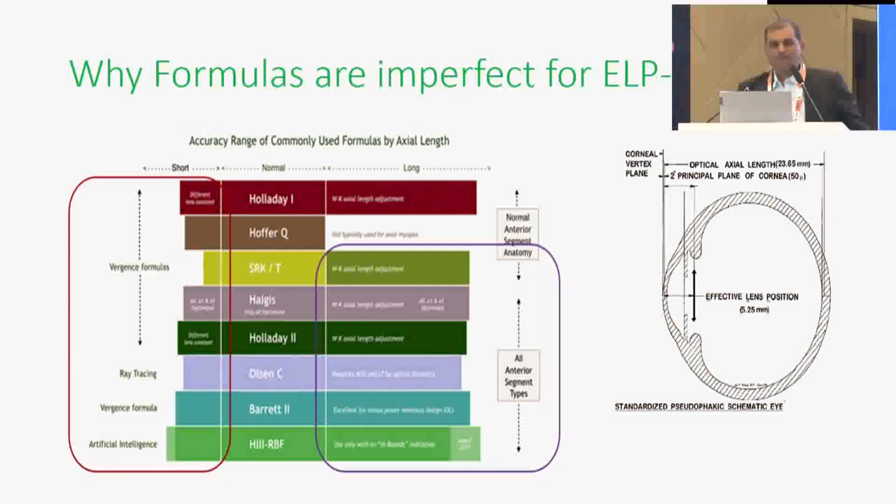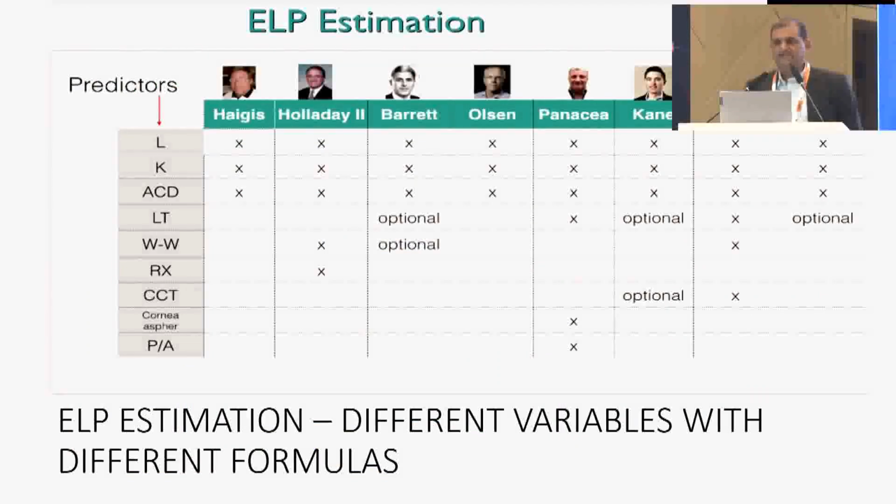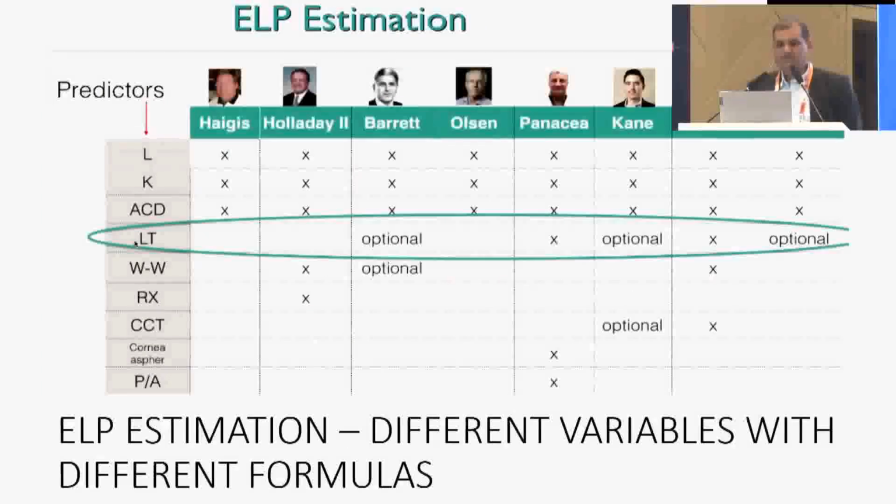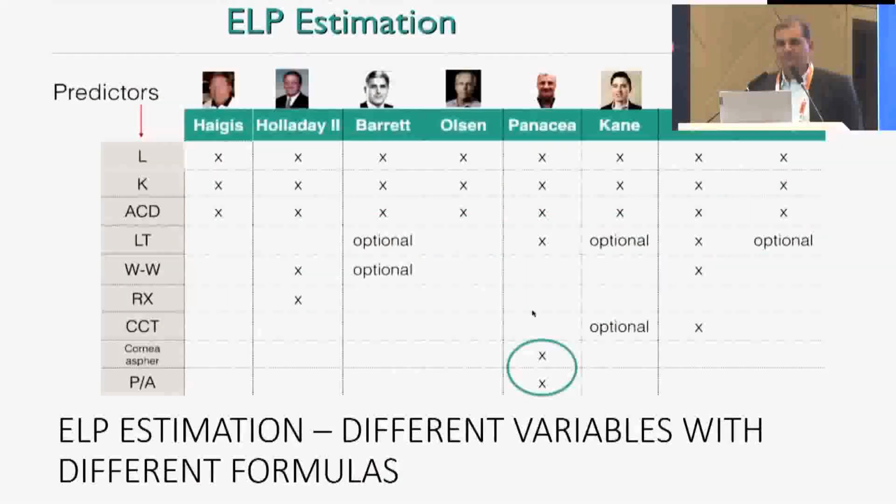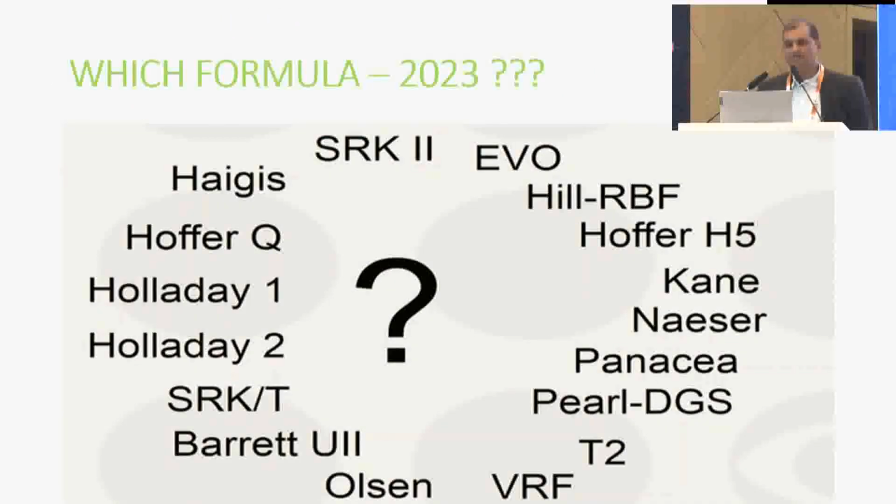So the newer formulas have to evolve. As and when newer formulas are evolving, they are taking more and more predictors or variables into account. Now the majority of the formulas are considering the lens thickness, some are also considering white to white, and some are considering, like Panacea, the corneal asphericity, or the posterior to anterior ratio of the cornea, which has also been considered by different formulas. So which formula should be used in 2023? The left side shows all the formulas we were using.